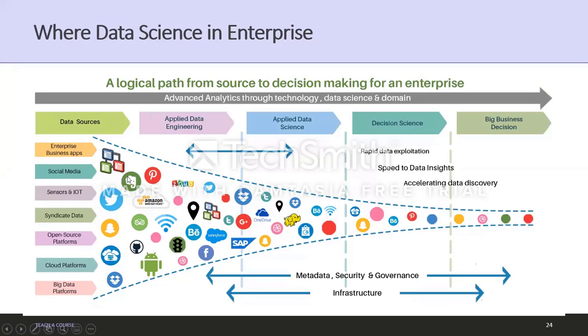So these are all the small icons, right? Going forward, you will be familiar with all of those, even most of them now. For example, SAP and Salesforce and Twitter, and big data, what we discussed earlier. So the data which arrives from different sources is used for applied data engineering. They have a space for applied data science, and then decision science, and big business decisions.